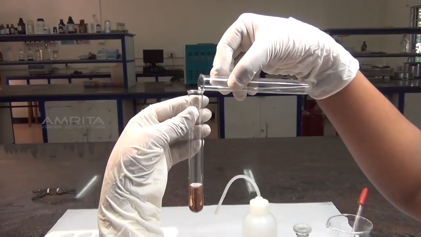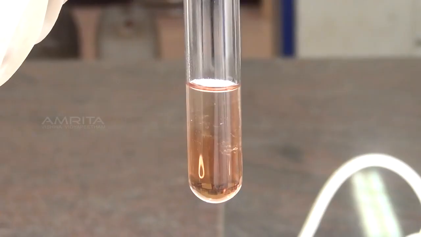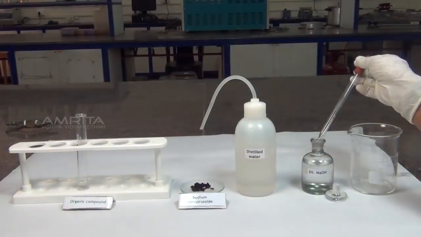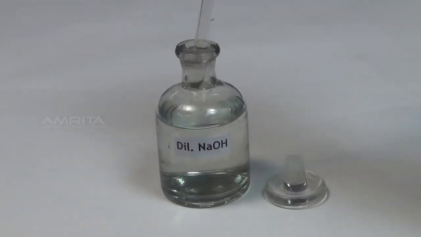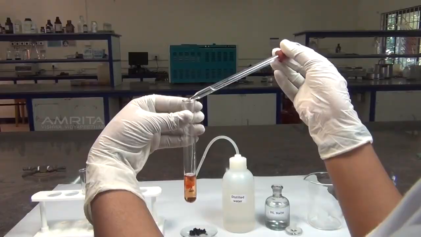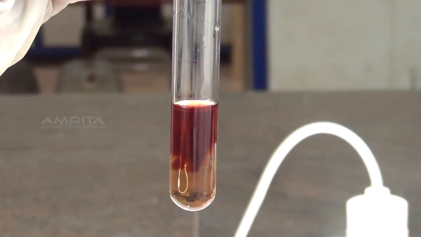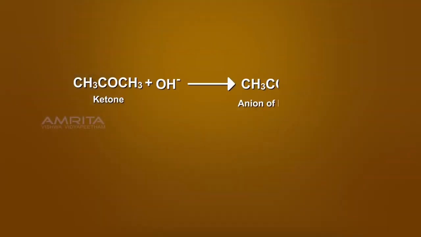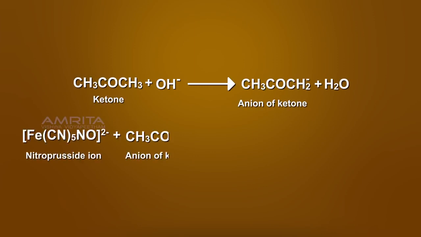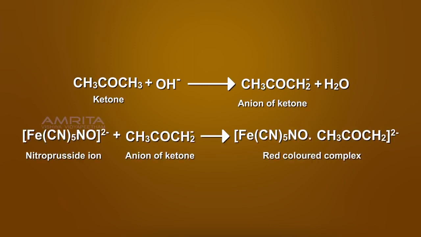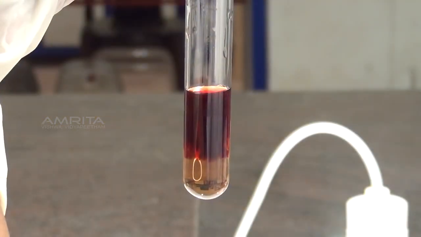To this solution, add a small quantity of organic compound. Now, add a small quantity of dilute sodium hydroxide solution using another dropper. The anion of the ketone formed by sodium hydroxide reacts with nitroprusside ion to form a red-colored complex.